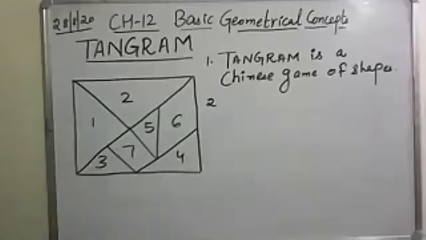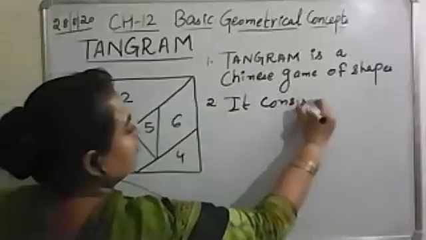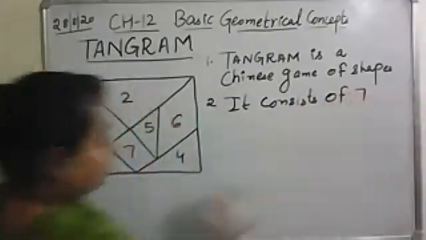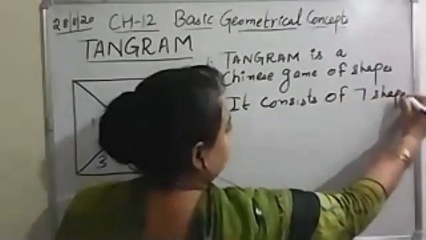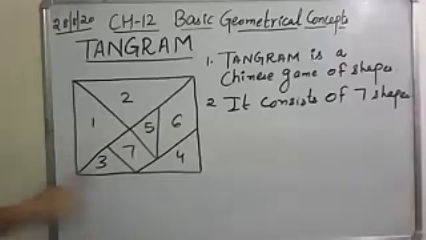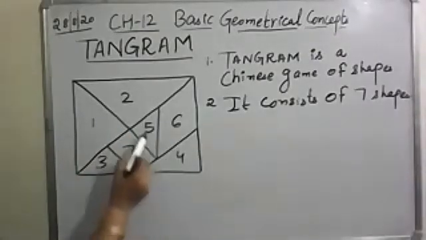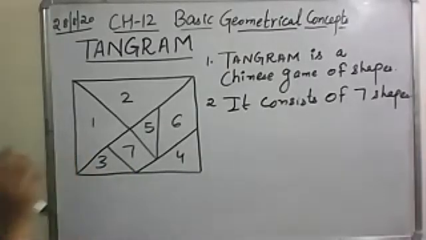Now come to the second part. It consists of 7 shapes. Check: 1, 2, 3, 4, 5, 6, 7. So in this tangram, we have 7 shapes in total. Write down.